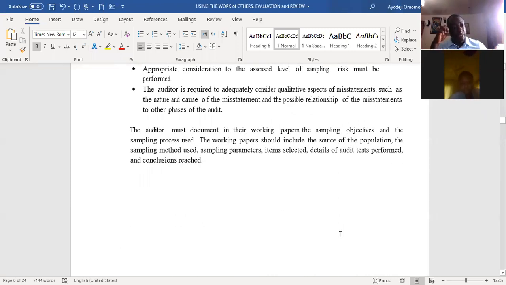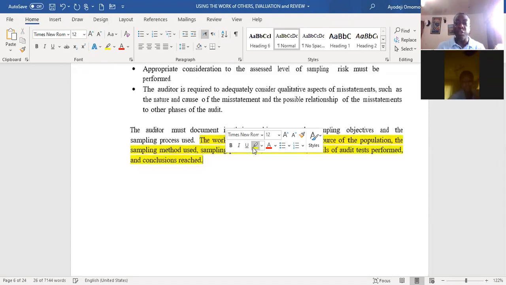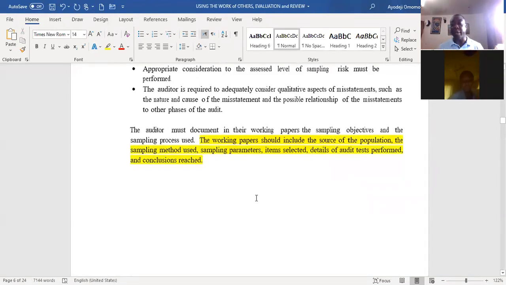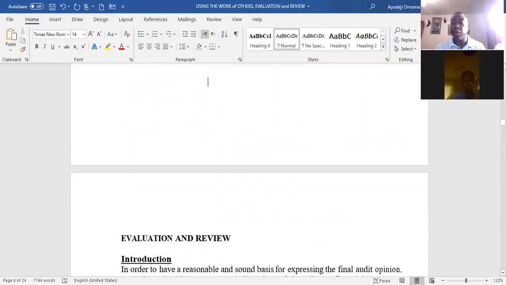What were the sampling objectives? What was the sampling process used? Did you use haphazard? Did you use random? Did you use block sampling? You have to put them down. Systematic sampling, you have to document it in your working paper. The source of the population, the sample method used, sampling parameters, items selected, detail of audit tests performed, and any conclusion you reach. So these are some of the areas you need to know. What do you document in your working paper?